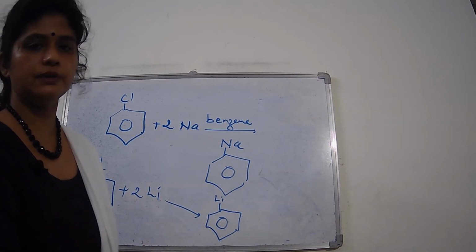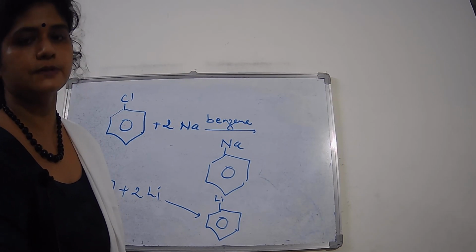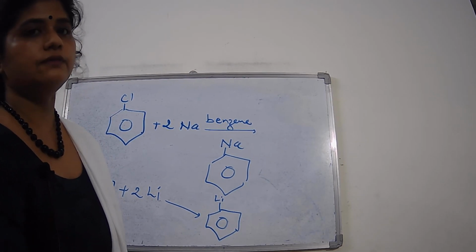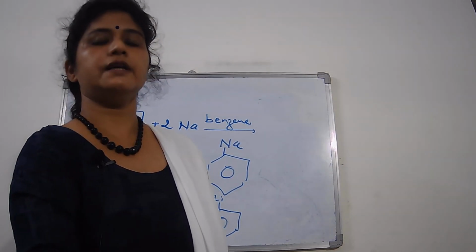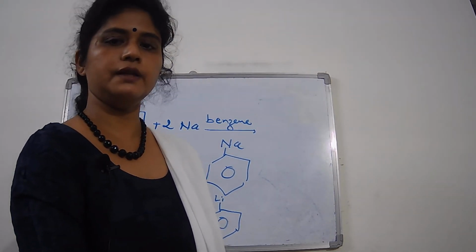So these are all chemical reactions, especially nucleophilic substitution reactions. In the next video, we will discuss the electrophilic substitution reactions carried out by chlorobenzene.